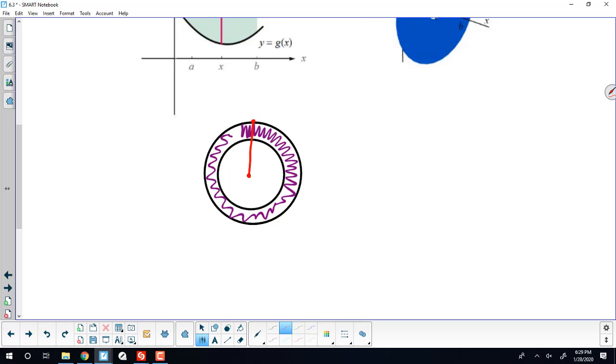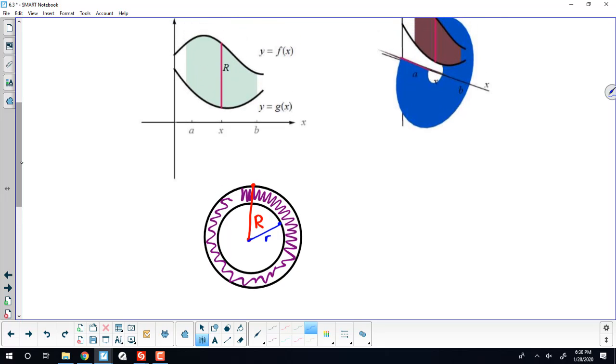So we'll just call this here our capital R for the larger radius, and this one here for our smaller radius, lowercase r. That's where, if you've seen the formula already, the formula comes from. The distance from the top function to the axis of revolution gives us our outer, or larger, radius. The distance from the bottom function to the axis of revolution gives our smaller radius.